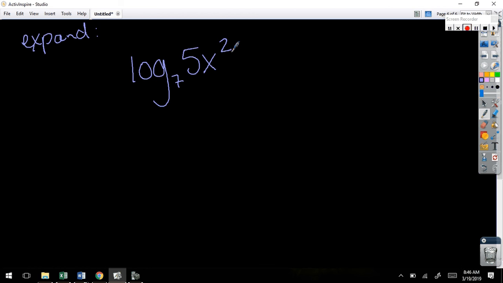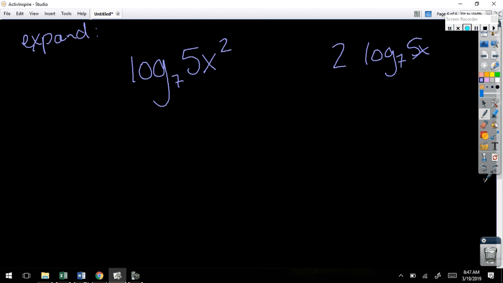It's the product and the power property. So the question is, which do I need to do first? Well, the product. And here's why. If I brought this 2 around front now, and listen because this will get you every time, if you were to write this as 2 times log base 7 of 5x, that would say that the exponent went to both the 5 and the x. When in fact it doesn't, it's only hooked to the x. So I need to make sure when I split it up, it's only going to go to the x piece and not the 5 piece as well.